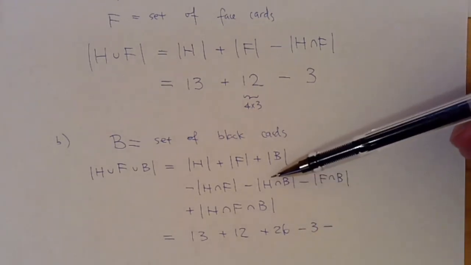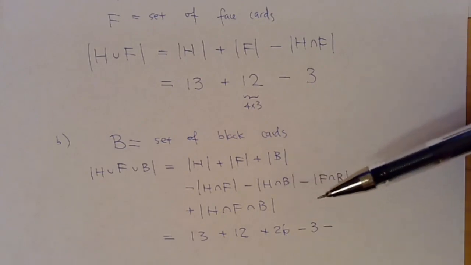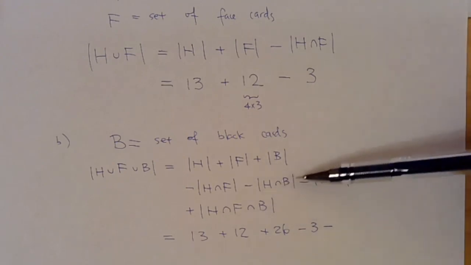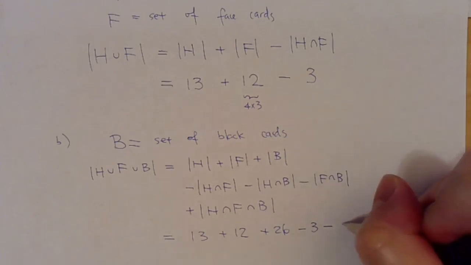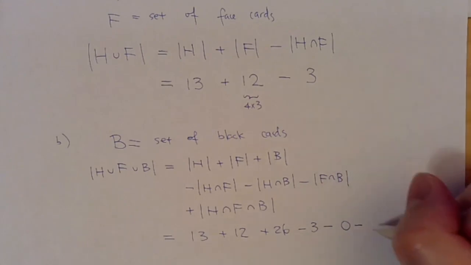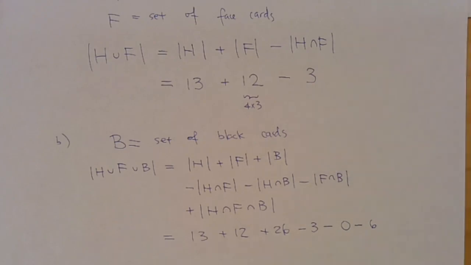How about hearts and black card? Notice the intersection turns into an and. Yeah, it looks like and if you're thinking about the criteria. So heart and black, well, that's 0. Not possible. How about face card and black? Oh, that would be 6. There are 2 suits that are black, and then it's 3 face cards in each.